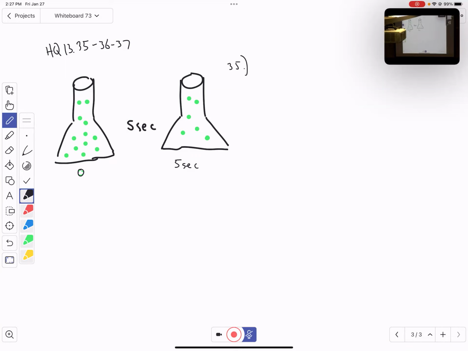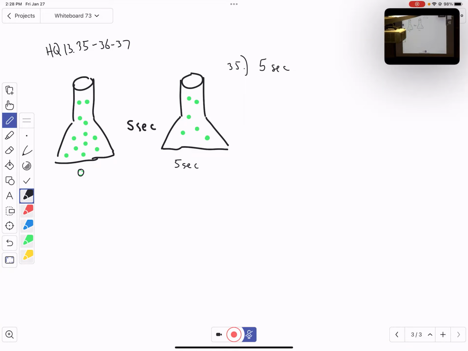We don't even have to do a calculation for question 35, because if we count, I've got 12 molecules here at time 0. At time 5 seconds, I've got 6 molecules. So we went from 12 to 6. That's a half-life. We've got half of what we started with. So for question 35, the half-life is 5 seconds. I didn't have to do a single calculation for that.